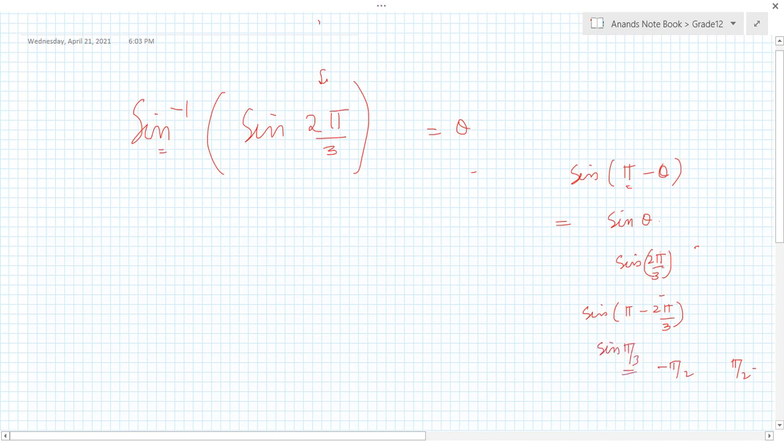So what we are saying is, sine 2 pi by 3 has some value. Find out the similar sine theta, but it should belong to minus pi by 2 to plus pi by 2. So you have to write it like that: sine inverse of sine of pi minus 2 pi by 3, which will be sine inverse of sine pi by 3, which is equal to pi by 3.